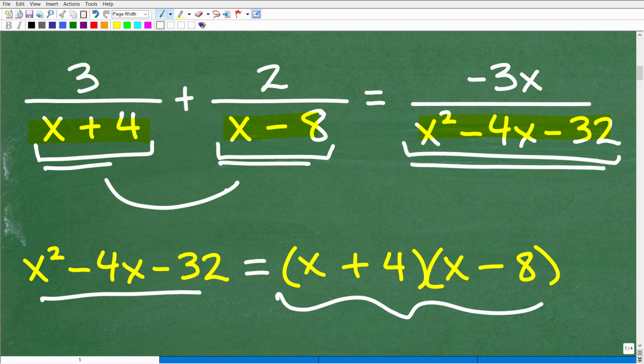Oftentimes, these turn out to be the factors of this trinomial, but again, you need to know how to factor trinomials. And it turns out that when we factor this, it's just basically this times this. All right, so now what we're going to do is rewrite this equation. We're going to replace this x squared minus 4x minus 32, and we're going to put in those factors right here.